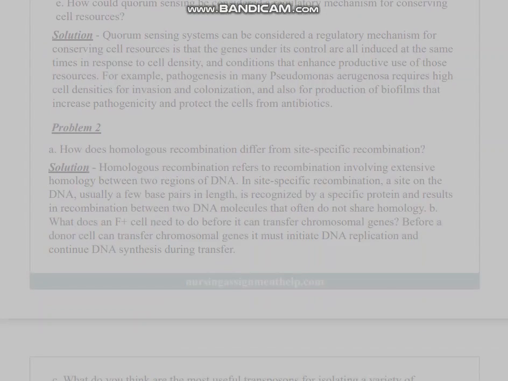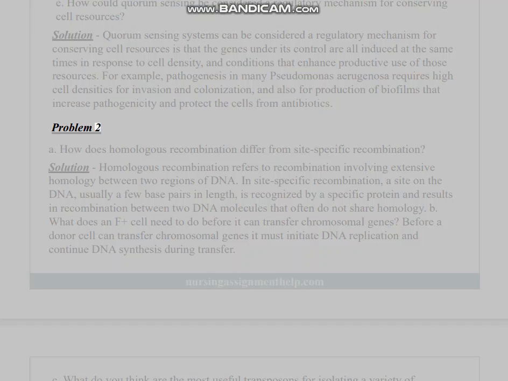E. How could quorum sensing be considered a regulatory mechanism for conserving cell resources? Solution: quorum sensing systems can be considered a regulatory mechanism for conserving cell resources in that the genes under its control are all induced at the same time in response to cell density and conditions that enhance productive use of those resources. For example, pathogenesis in many Pseudomonas aeruginosa requires high cell densities for invasion and colonization, and also for production of biofilms that increase pathogenicity and protect the cells from antibiotics.